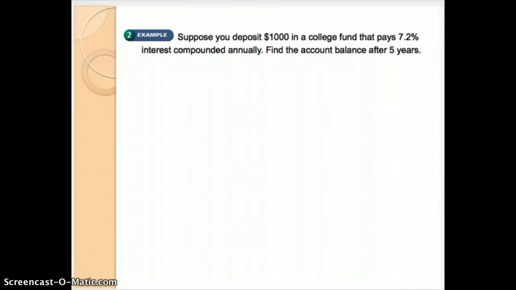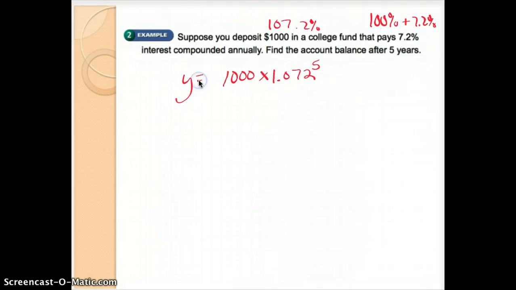So if we're thinking about this again, you get 7.2% of the interest that you had before. So you'd start out with that $1,000, and you already have the 100% of it. Plus now you get 7.2% more. So we have 107.2% of what we had last time. So we'd be multiplying by 1.072. Okay, and if we're going to keep that in there 5 years, we do that to the 5th power. So my amount should be 1,000 times 1.072 to the 5th.